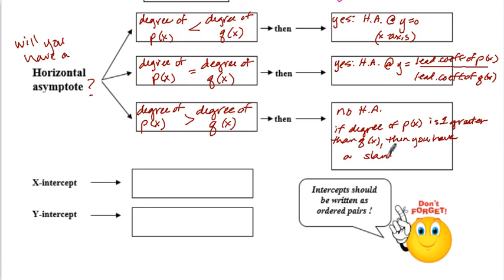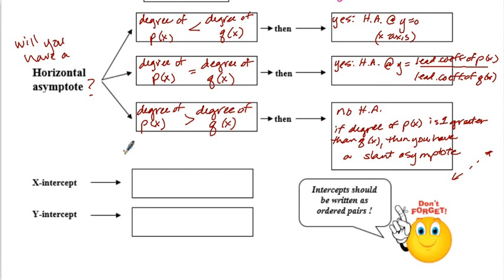Slant asymptote. And a slant asymptote is really just, instead of having a nice horizontal line, you have a line that might be on a slant, right? It might have a slope. Okay. So if the degree of the top is greater than the degree of the bottom, you do not have a horizontal asymptote, and you may have a slant if the degree is just one more than the bottom.